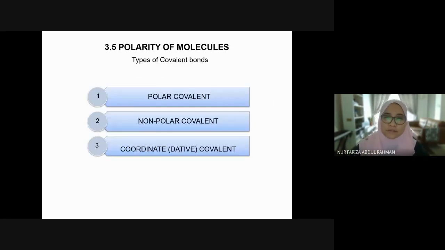Types of covalent bond. We have a few types of covalent bond. If we were to divide the covalent bond into a few types, we have polar covalent bond, then non-polar covalent bond, and coordinate or dative covalent bond. This one we have covered earlier. So we have these two, polar and non-polar. Let's see what is the difference between these two.